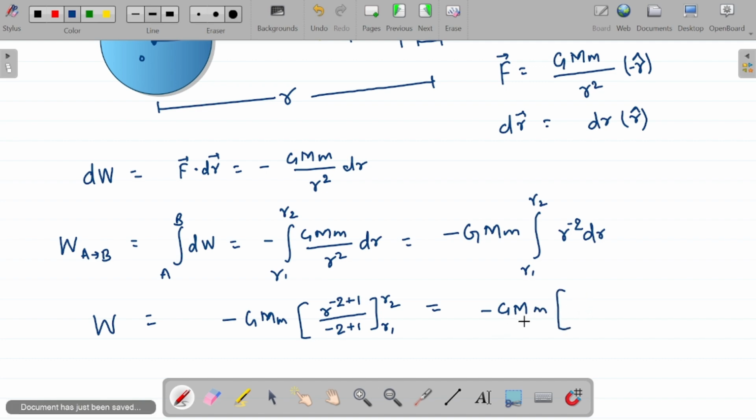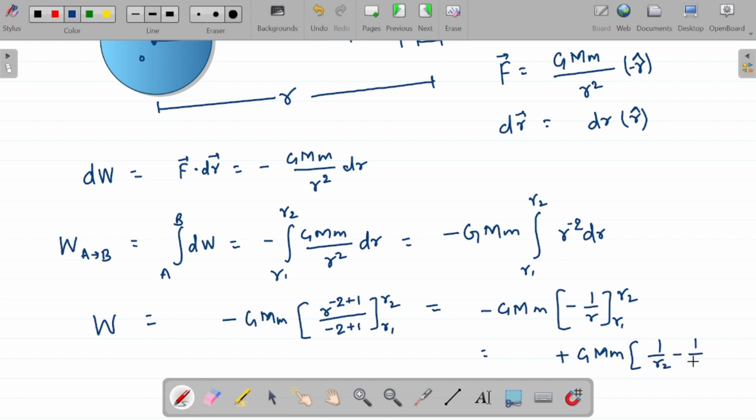And this will be minus GMm times 1 by r with a negative sign, from r1 to r2. So we can write minus G, and I can take the negative out. So this will be plus GMm times (1 by r2 minus 1 by r1). This is the work done by the gravitational force while this body is being moved from point A to point B.